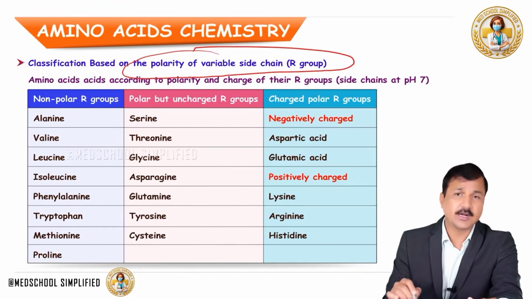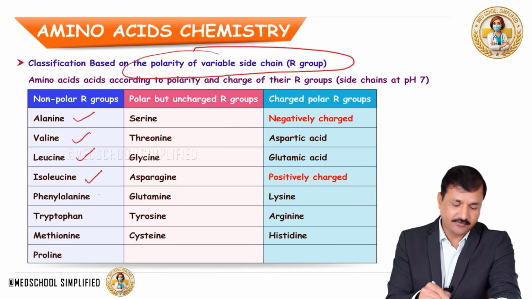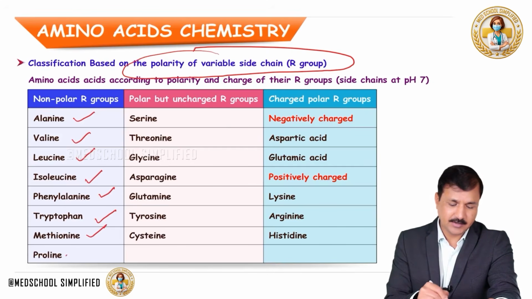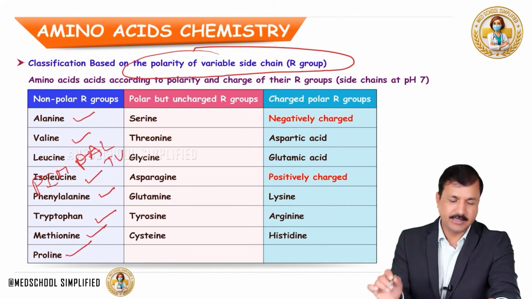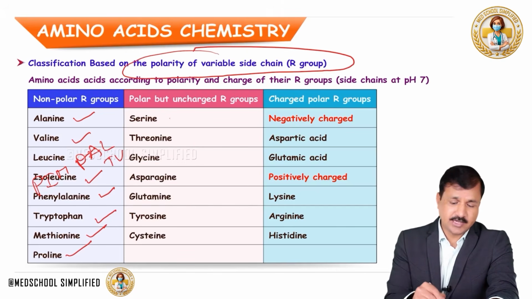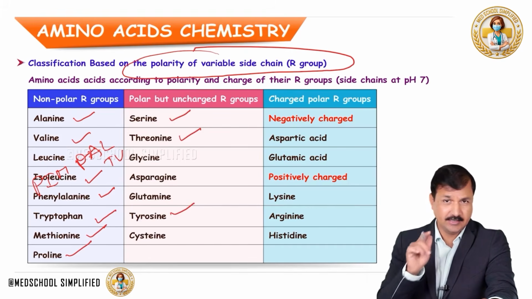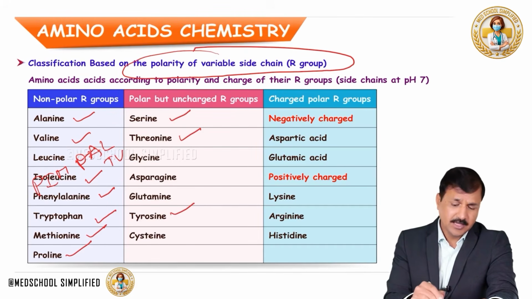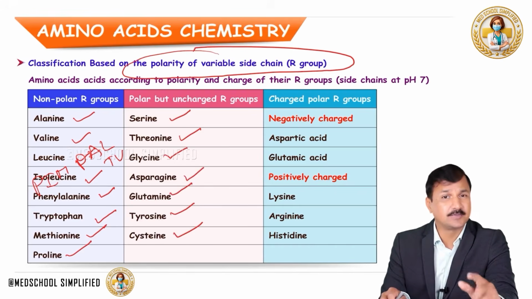So non-polar amino acids are alanine, valine, leucine, isoleucine, phenylalanine, tryptophan, methionine and proline, and I have told you the mnemonic: PIM, POL, TV. Now polar but uncharged R group containing amino acids: we have serine, threonine and tyrosine. All 3 of them contain a hydroxyl group. And then we have glycine, asparagine, glutamine and cysteine. Note that cysteine has a thiol group, sulfur.